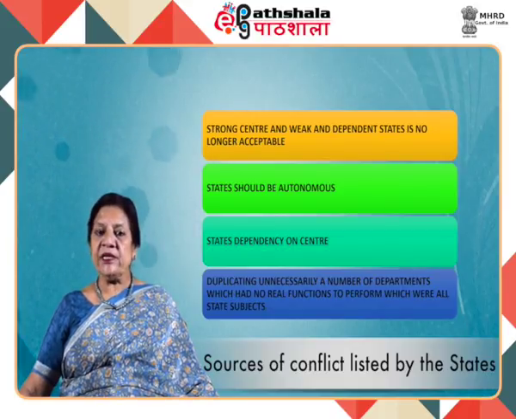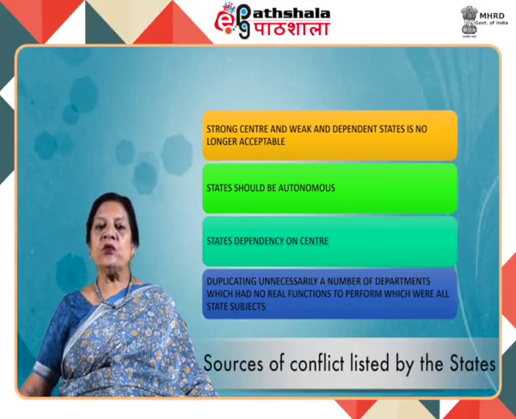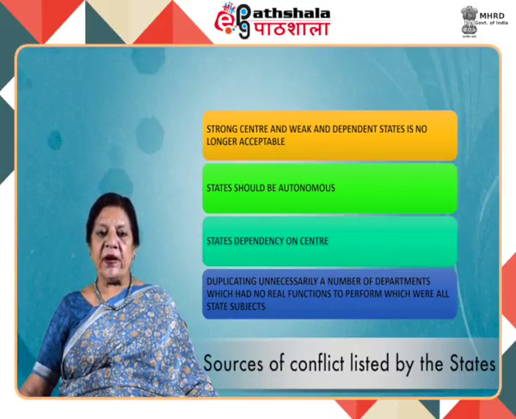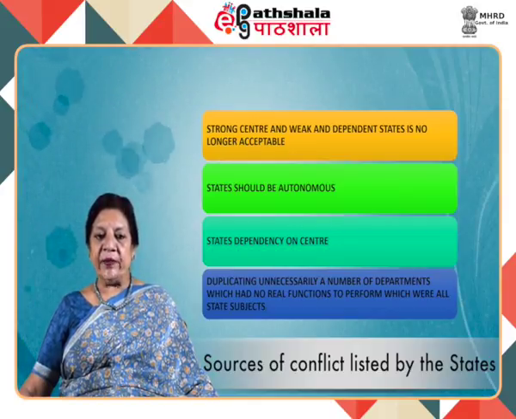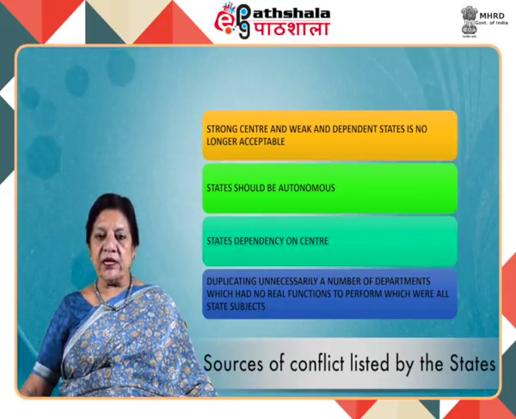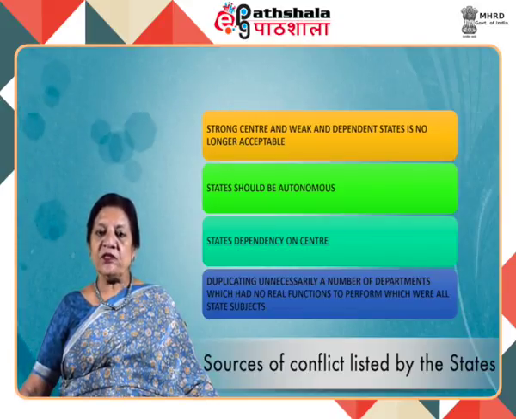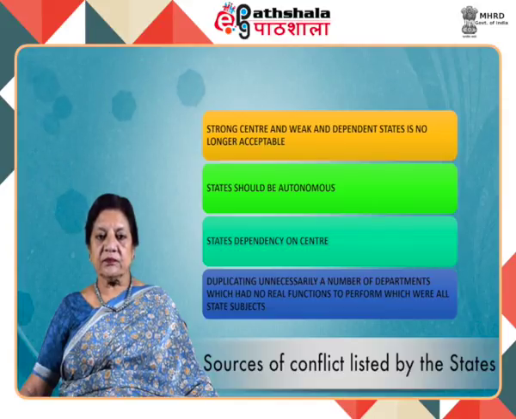Third, since independence, the center has been gradually extending its function in such a way as to keep the states completely dependent on it. This process has been encouraged in the first 2 decades after independence by the Congress party, which was in power both at the center and at the state. The process was further strengthened during the period of emergency between 1975 and 1977.